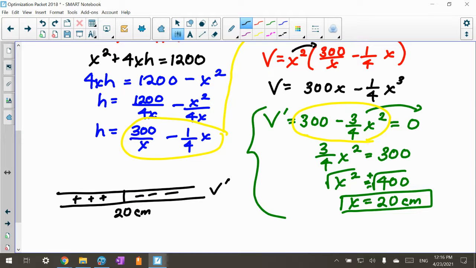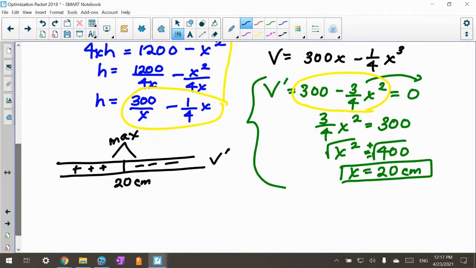And if that makes you uncomfortable just plopping it in and doing it in your head, graph what's here in the yellow and just look on either side of 20 to see what the signs are. I see this is actually a max. This is my first derivative test. Yes, you have to do that. So now we're good. So I know x is 20 centimeters.